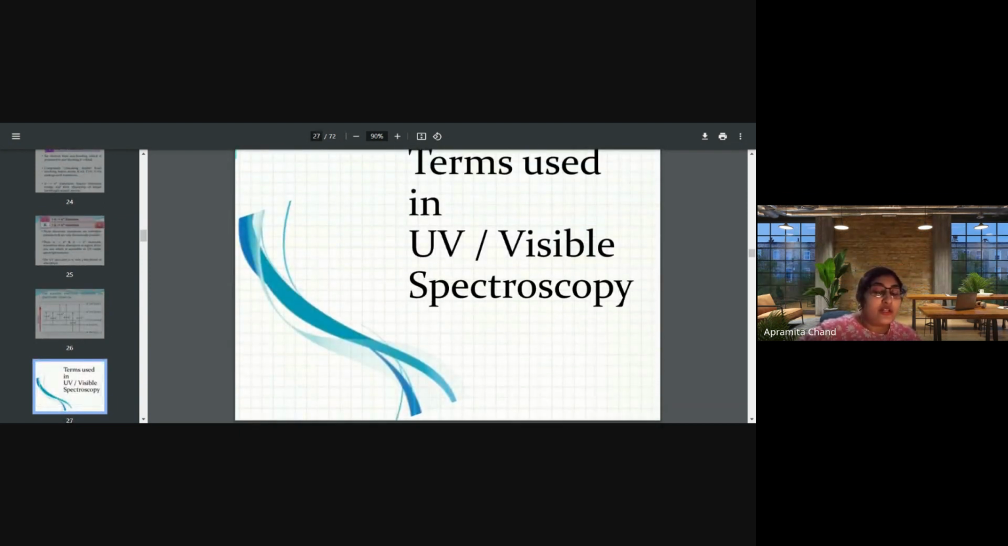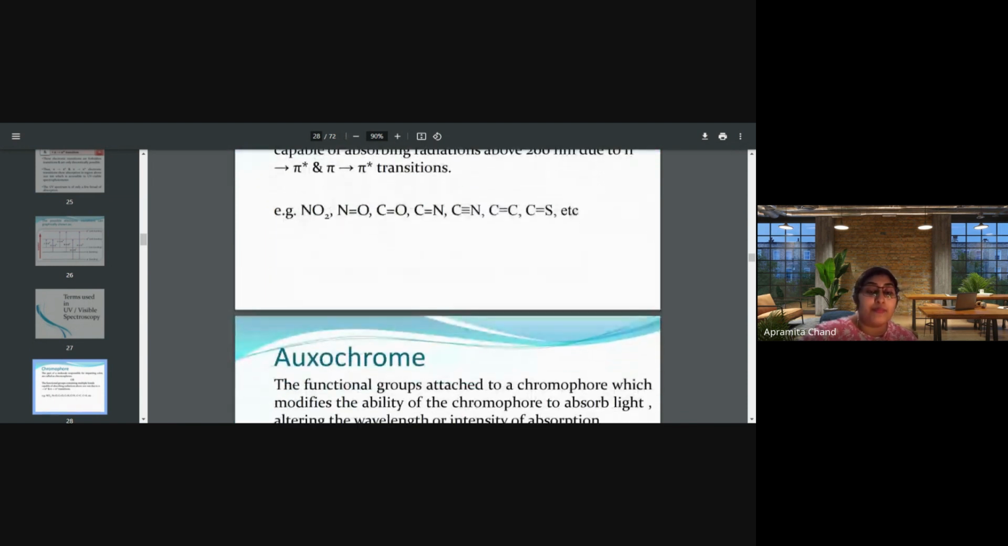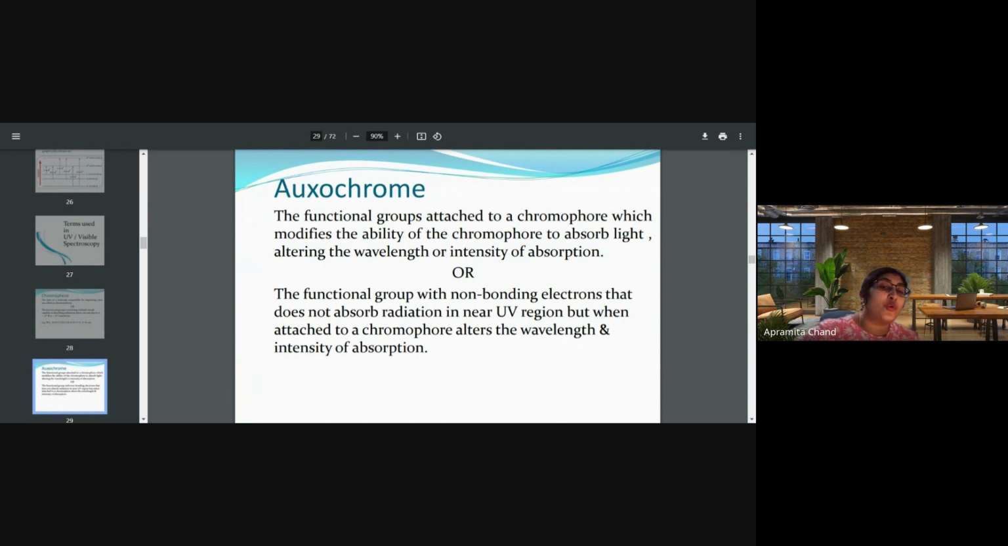A few general terms in UV visible spectroscopy. Chromophore. Chromophore is a general term. What is chromo? Chromo means color. So anything that will impart color is known as a chromophore. If you have multiple bonds capable of absorbing radiation above 200 nanometers, like NO2, NO, CO, CN, anything with double bonds, they will impart more color. Now, what are auxochromes? If a chromophore is imparting the color, an auxochrome is enhancing the intensity. It modifies the ability of the chromophore to absorb light, and it alters the wavelength or the intensity of absorption. Usually, a functional group with non-bonding electrons acts as an auxochrome when attached to a chromophore.